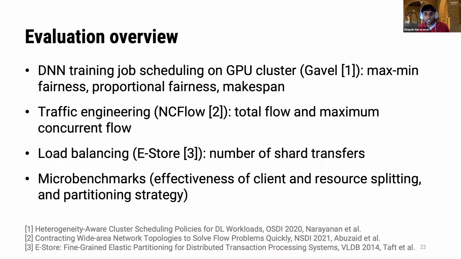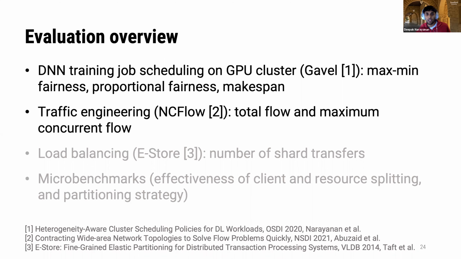To evaluate POP's generalizability, we tested it on different objectives. For example, for the cluster scheduling domain, we looked at 3 different objectives: maximum fairness, proportional fairness, and minimize makespan. For the traffic engineering domain, we looked at 2 objectives: total flow and maximum concurrent flow. The evaluation section in our paper also has various micro benchmarks evaluating the effectiveness of client and resource splitting, as well as overall partitioning strategy. For reasons of time, I'm only going to discuss a subset of these results in this talk.